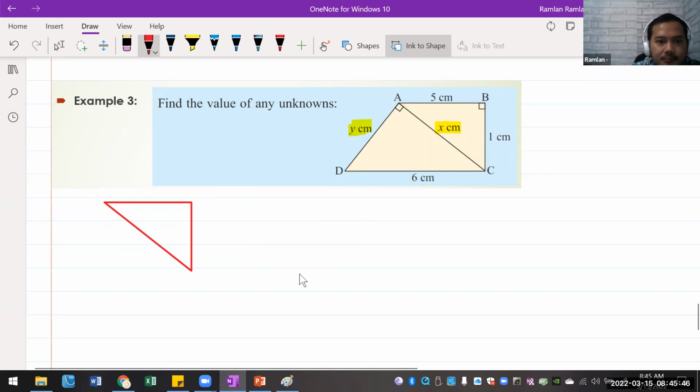So I'm gonna write down the sizes. This is 5 centimeters, and this is a 90-degree angle, and we have 1 centimeter in here, and this is X centimeters. And then we want to know the value of X, right?